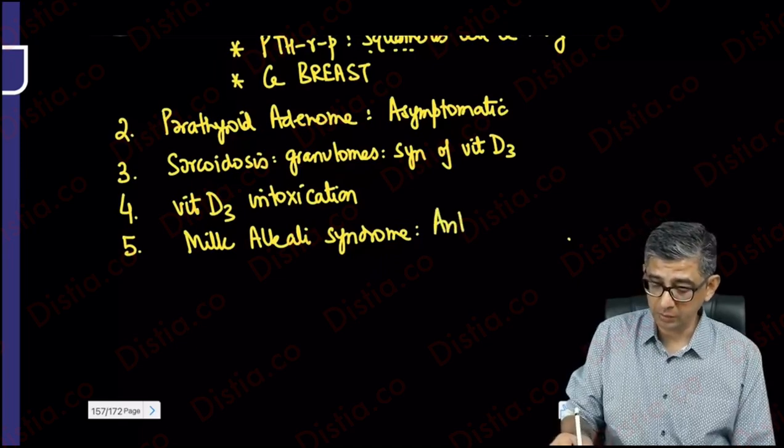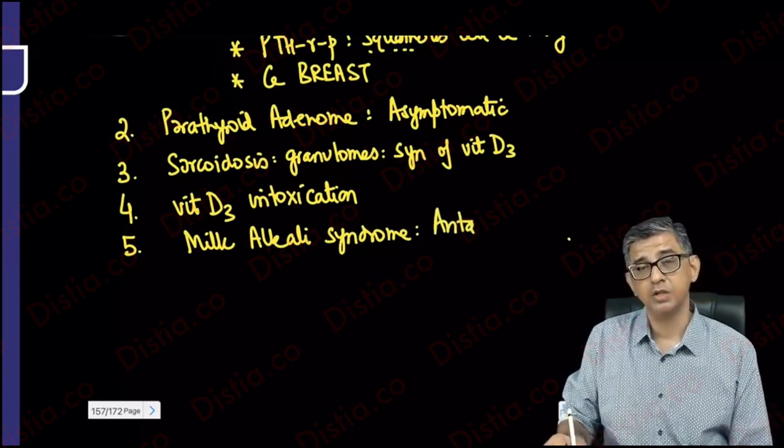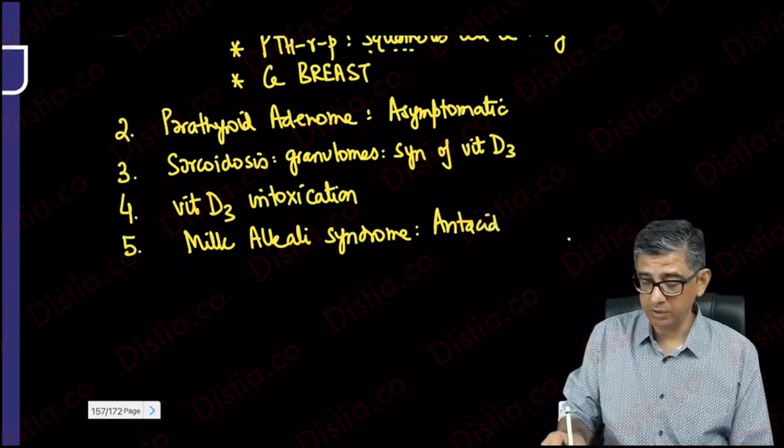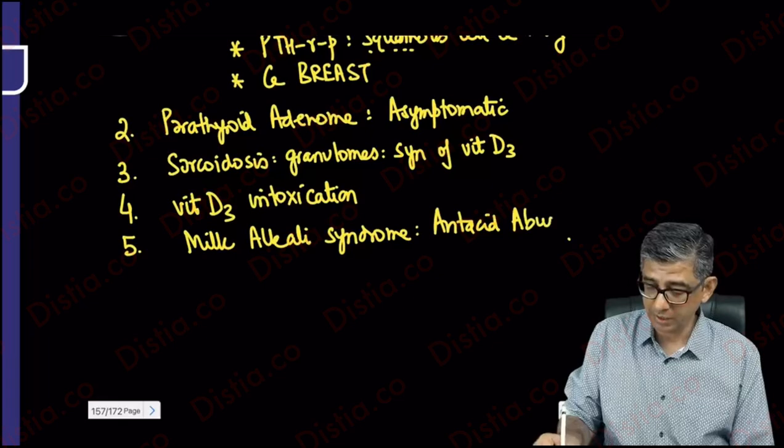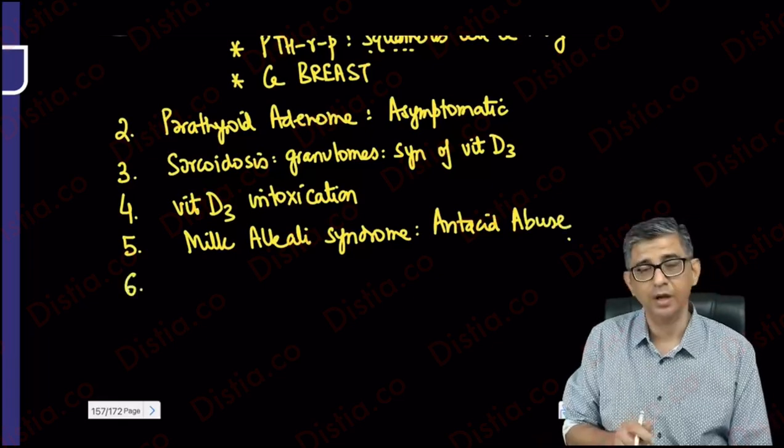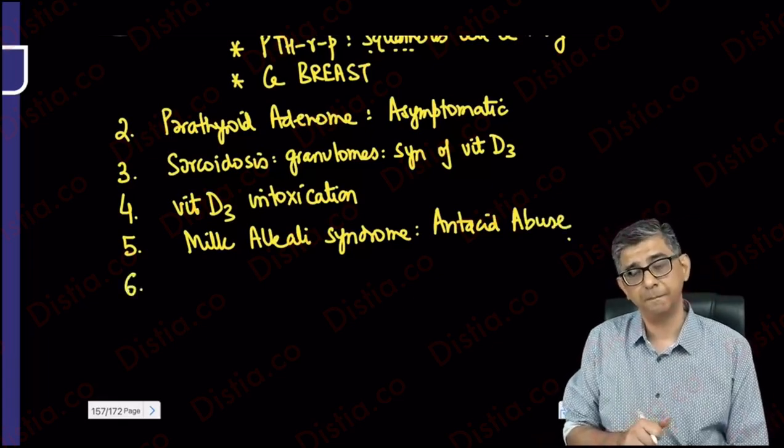This is itself a question. Milk alkali syndrome is seen with, your answer would be simply antacid abuse, because antacids would be having calcium carbonate, the calcium values would spike in the patient.